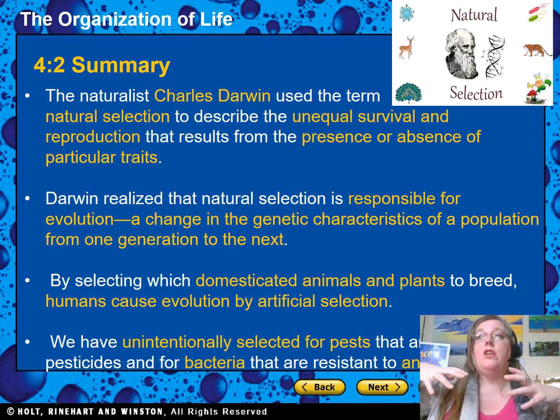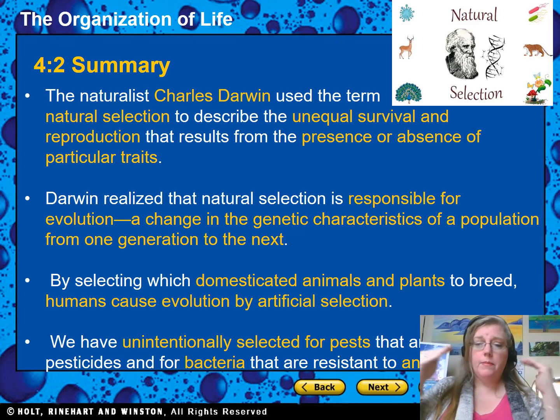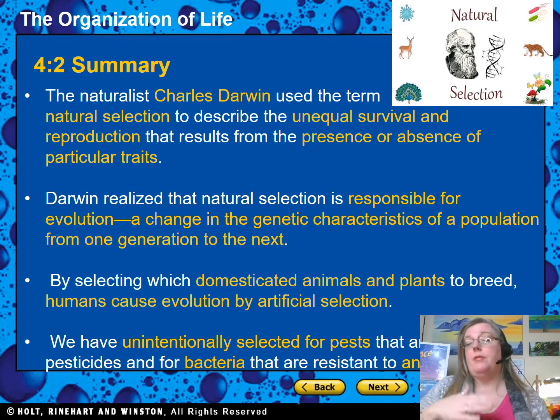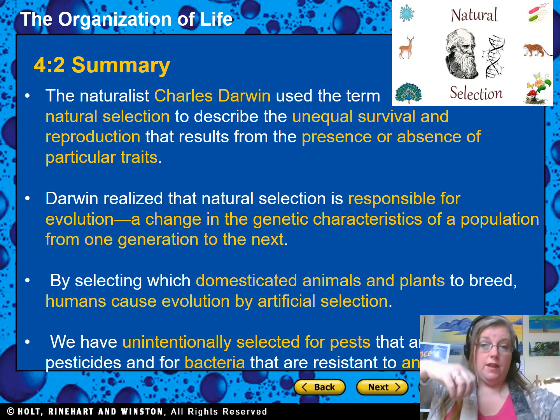Okay, so there you'll have chapters and chapters of this in biology. It goes a lot deeper than what we've gone into here, but this is kind of a basic idea. So the summary here is that the naturalist Charles Darwin used the term natural selection. Remember, nature decides, not the people or the organism. Nature decides what is useful and what is not. So he termed natural selection to describe the unequal survival and reproduction that results in the presence or absence of particular traits. Remember, it's natural selection. The environment decides, not the organism. And the environment chooses which ones are best suited, and it kills off the others.